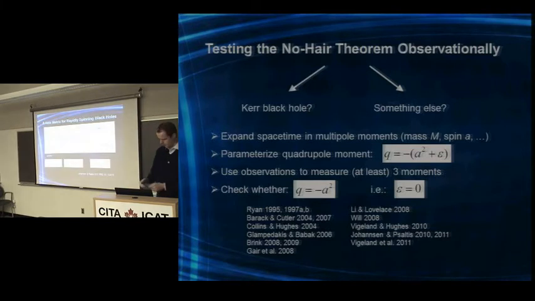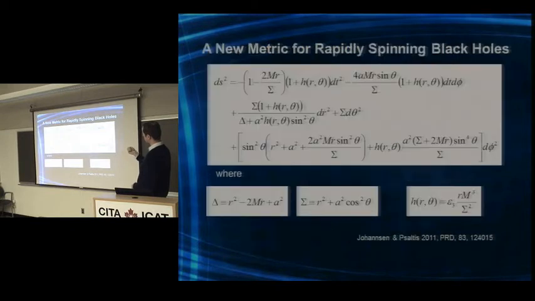Just to give you an idea what this looks like, this is the metric that I designed. You may recognize this as the Kerr metric, where this function h shows up at certain very specific places, and this function h includes this parameter epsilon 3, which is my deviation parameter that I can use to study potential deviations from the Kerr metric.